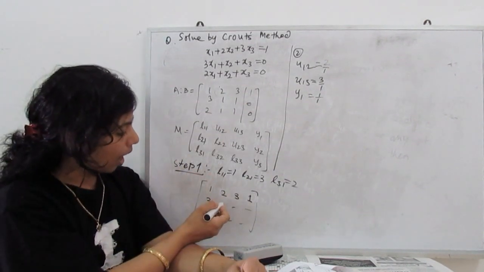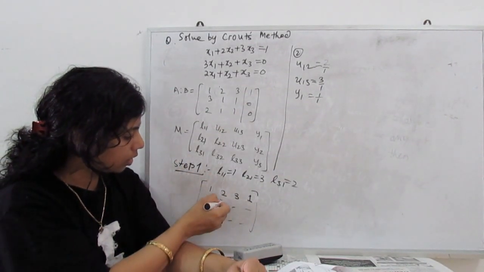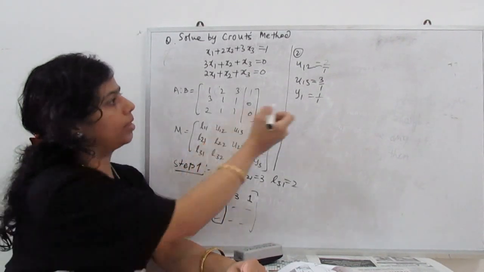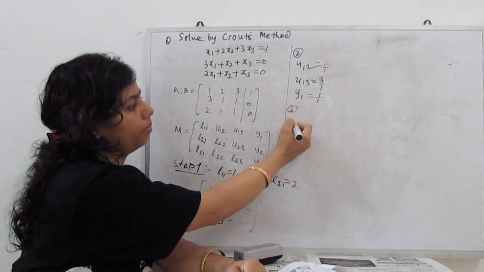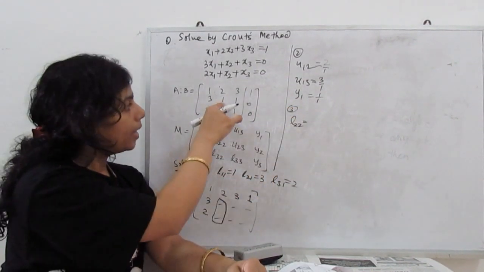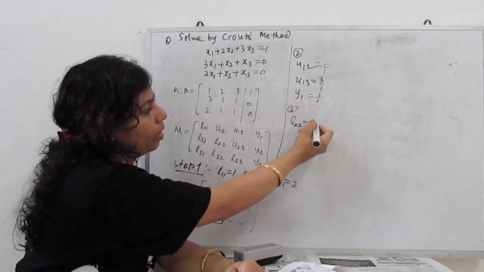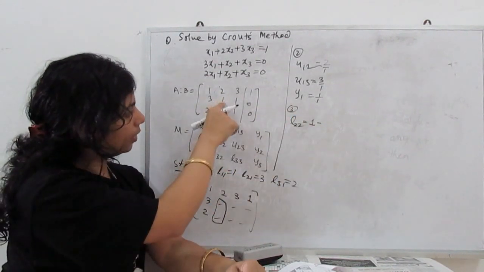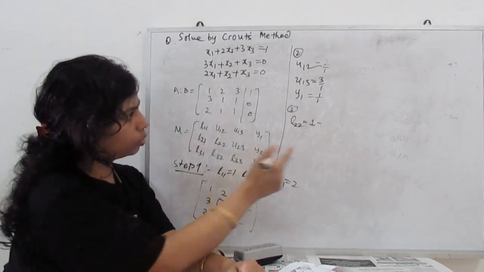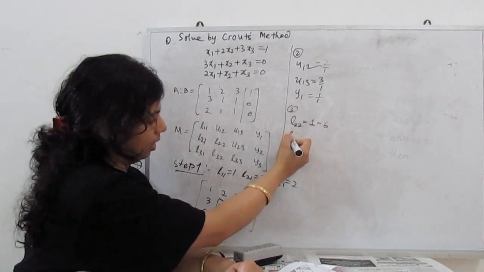Third step, I have to calculate these two elements. These two elements are L22, L32. So third step, L22. L22 is A22 minus this times this. So 3 minus 2 times 3, which is minus 6.